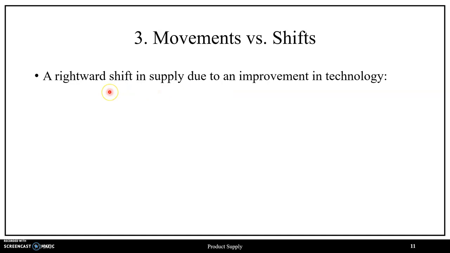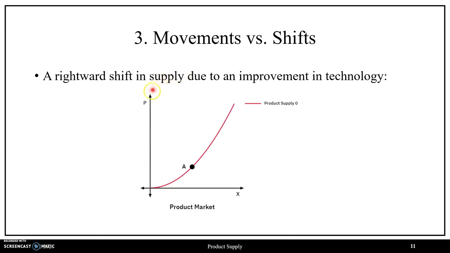So, beginning with a rightward shift in the product supply curve, suppose that we have a firm that has an increase in technology due to some advancements in how they produce goods and services. We start with our initial product supply curve, with price on the vertical axis and quantity on the horizontal axis. We have our initial upward sloping product supply curve in red, product supply 0, and we're holding price constant. Should there be an improvement in technology, this firm will be able to produce more of a good or service using the same amount of factors of production as they could before.